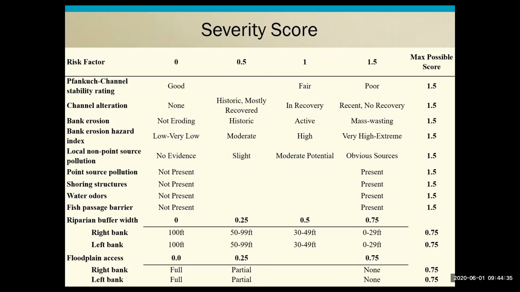And then local non-point source pollution, point source pollution, shoring structures, water odors, fish passage barriers, and then the bottom 2 are broken up, riparian buffer and floodplain access, by left and right bank according to the scoring system. So it has a minimum of 0 points up to 16.5. And then we divided that also into 3 groupings of low, moderate, and high severity, which I'll talk about later. Next slide, please.